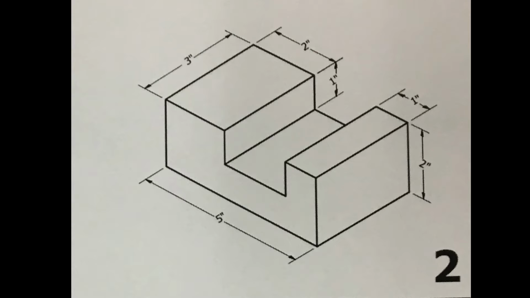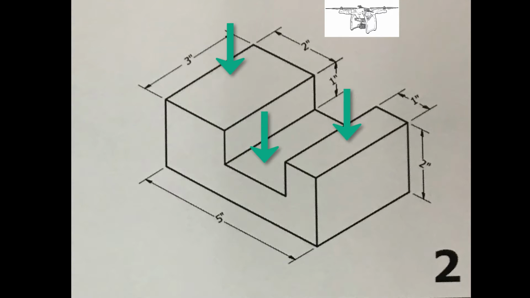Now let's go fly over it again with our drone and look down at it from the top view. And let's see what we see. I'm seeing 3 different rectangular shapes. That's what we'll need to draw on our top view.